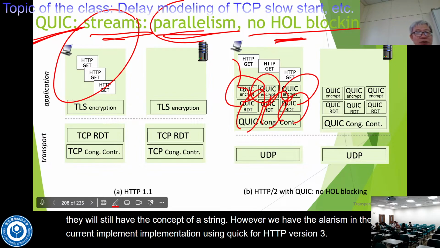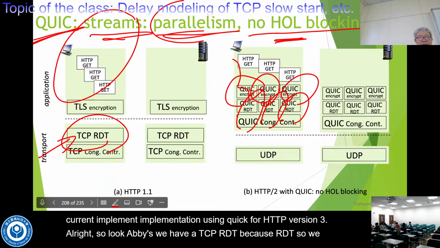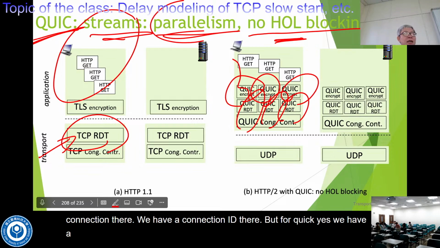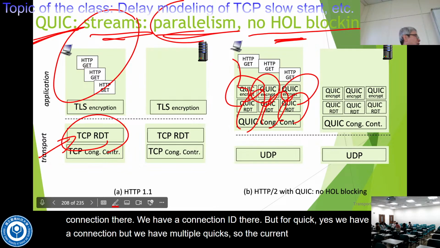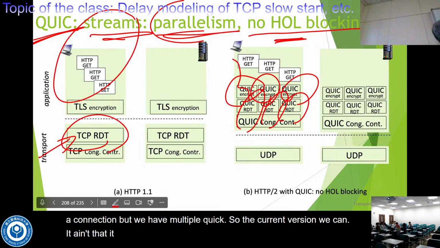Alright, so look at this. We have TCP RDT. Because of RDT, we have a connection there. We have a connection ID there. But for QUIC, yes, we have a connection, but we have multiple QUICs. So the current version can eliminate possible head-of-line blocking in the TCP scenario.